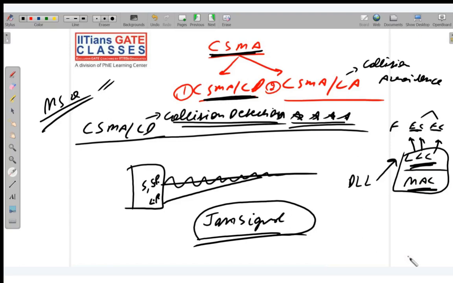Understood, sir. So every layer has different functionality. No layer is interfering with the functionality of another layer. That is the basic meaning of the layered approach. Every layer is doing some fixed task, and one layer is not interfering with the work of other layers.